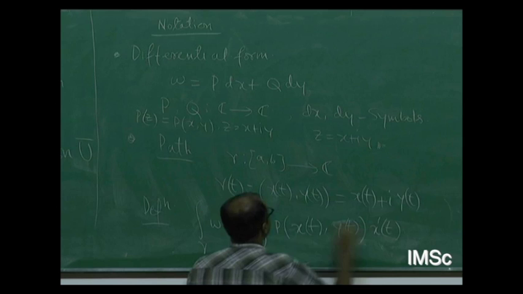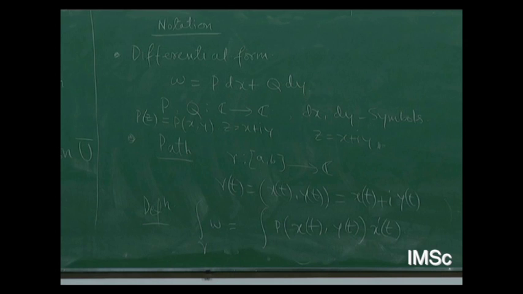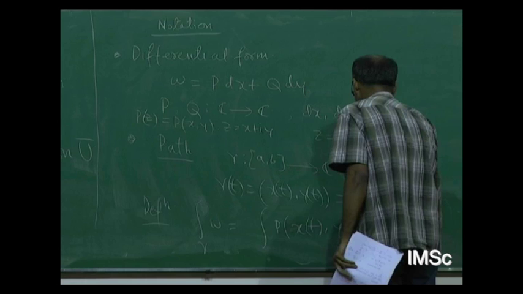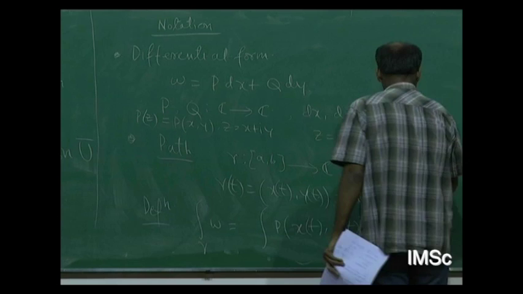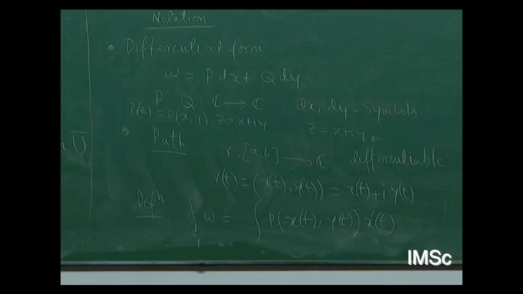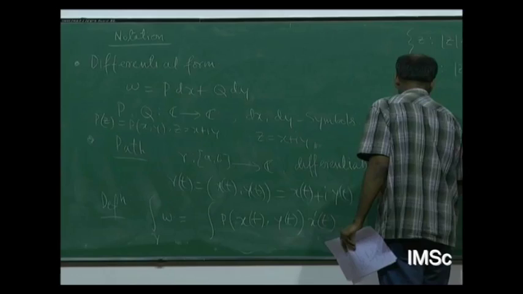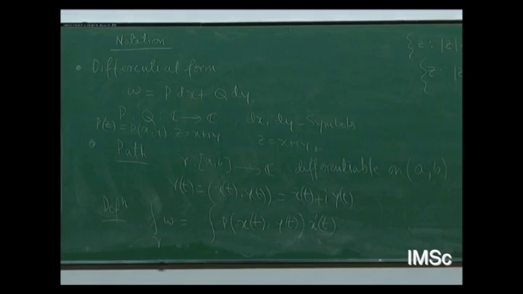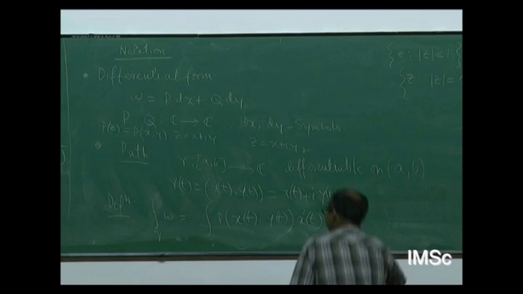I should also mention that to define a path it needs to be continuous, but I would also require it to be differentiable. So let's assume that this is differentiable. You can assume piecewise differentiability to come to the same definition, but we'll just assume differentiable, on the open interval of course, because differentiability at the ends doesn't really make sense, since only one of the left or right derivatives will exist. So, yeah. Then this dt.